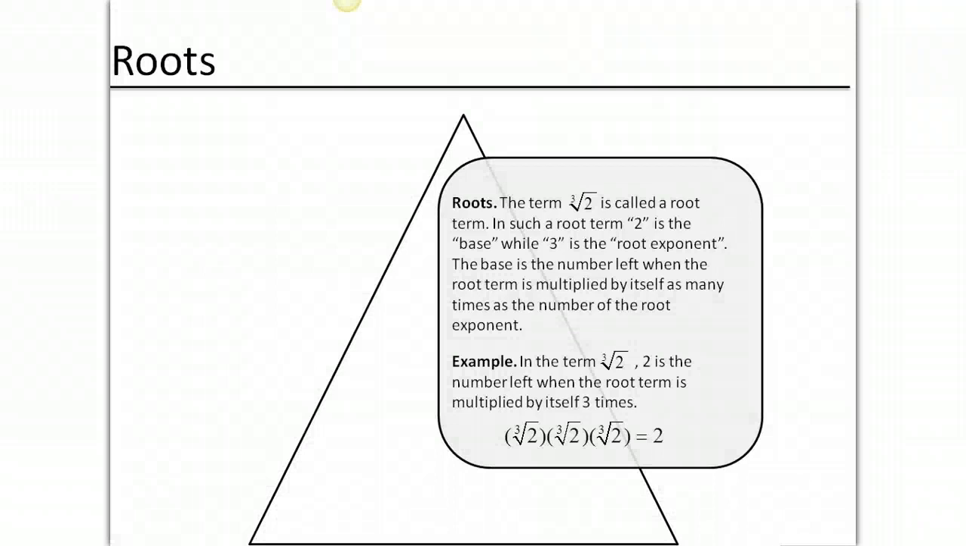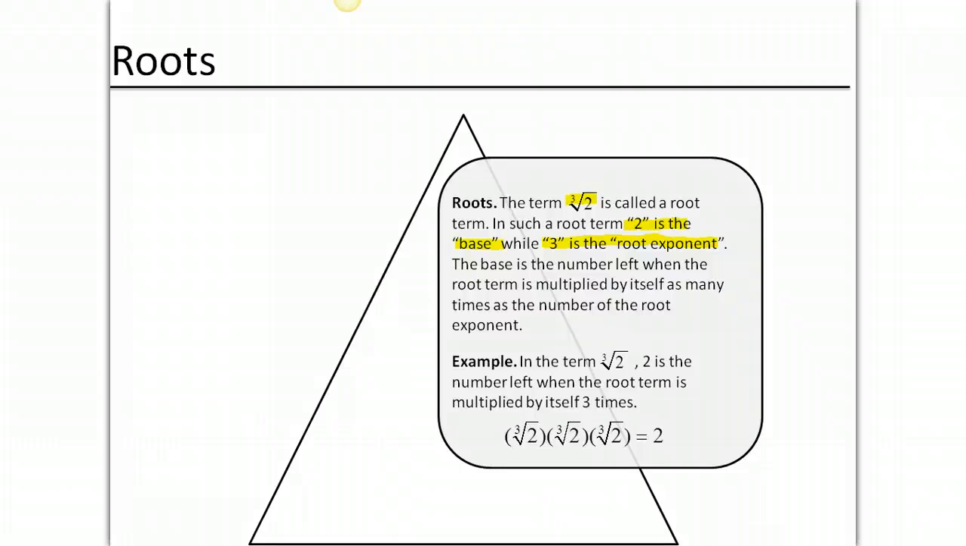Roots. The term cube root of 2 is called a root term. In such a root term, 2 is the base, while 3 is the root exponent. The base is the number left when the root term is multiplied by itself as many times as the number of the root exponent.